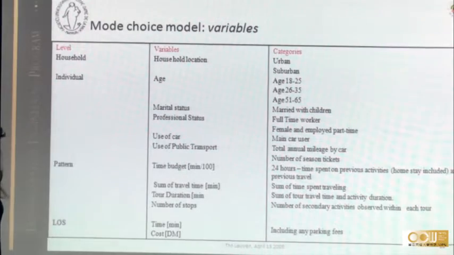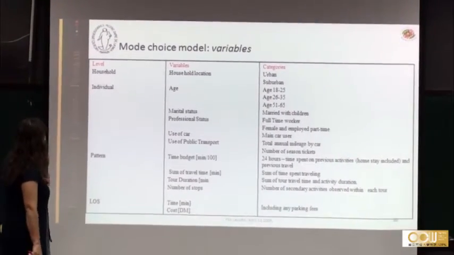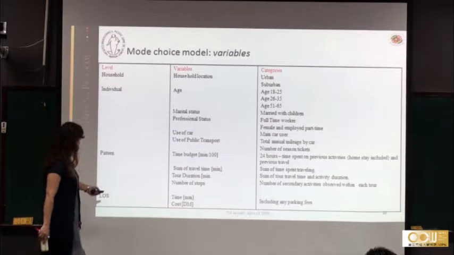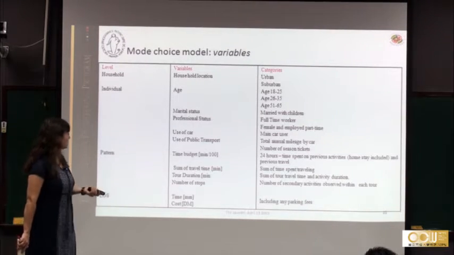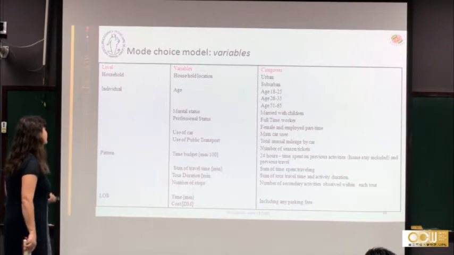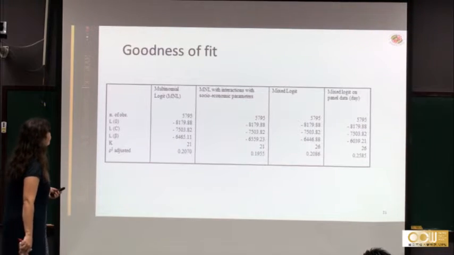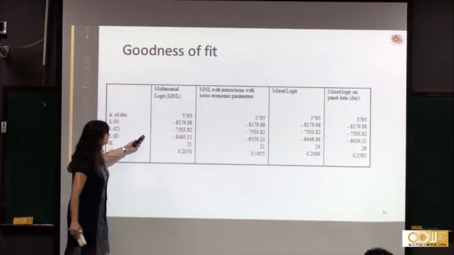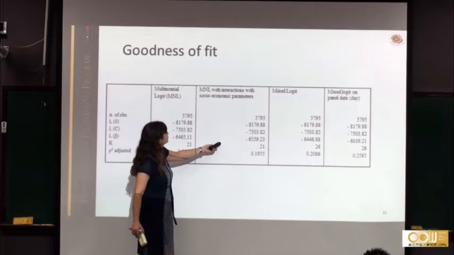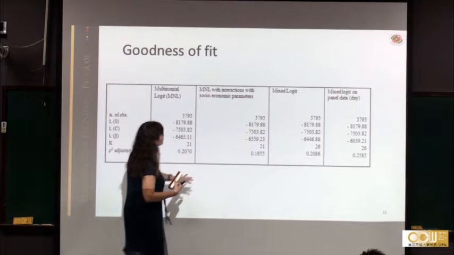Okay, so these are the variables that I analyzed, and so I had a number of sociodemographics, a number of pattern variables, and the level of service variables. I just had the time and cost. It was difficult because this was calculated afterward, not by the same people, so it was difficult to make this work. And so I estimated a multinomial logit, multinomial logit with interaction with sociodemographic parameters, a mixed logit, and the mixed logit on panel data.